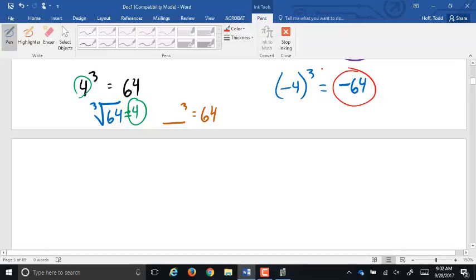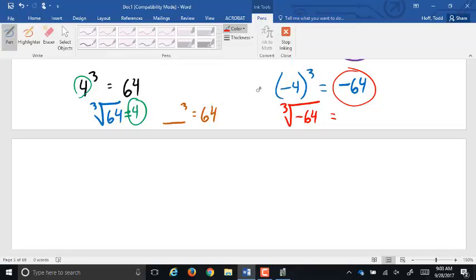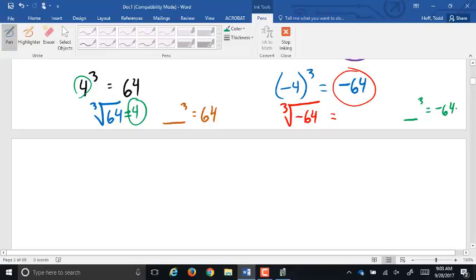It's a negative 64, isn't it? So is the cubed root of 64, can it be negative 4 as well? No, it can't. Cubed root of 64 is just positive 4. Can I do a cubed root of a negative 64? Well, that's asking what number to the third power is negative 64. Is there a number that to the third power will give us negative 64?